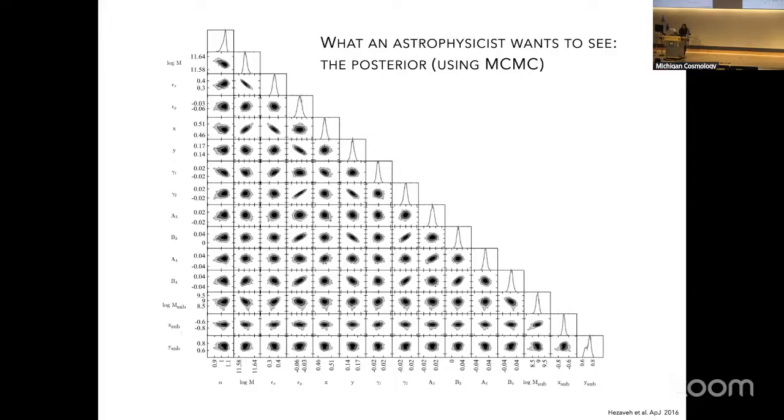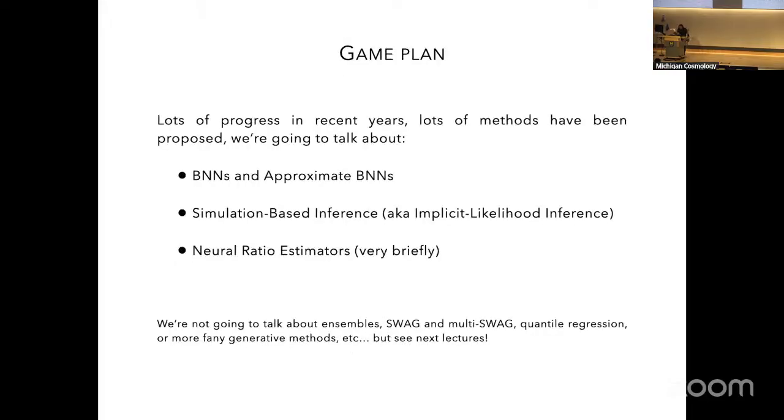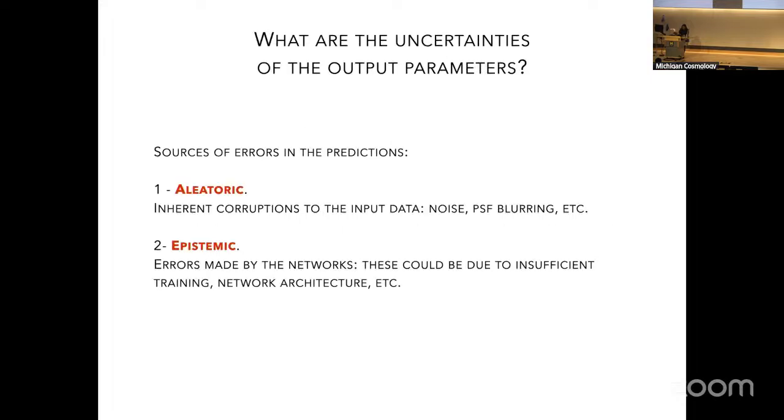So we need to understand what the sources of uncertainty are when we have machine learning as part of our analysis pipeline. This is my game plan for this lecture. I'm going to talk about multiple different methods to do that. First, Bayesian neural networks and approximate Bayesian neural networks. Then simulation-based inference. And then NREs, neural ratio estimators, very briefly. All right, so let's get started.